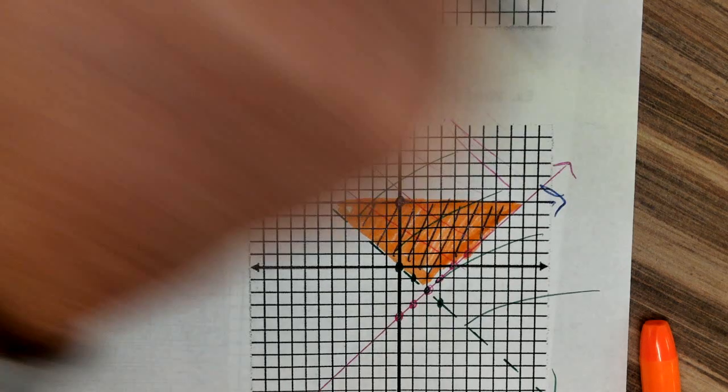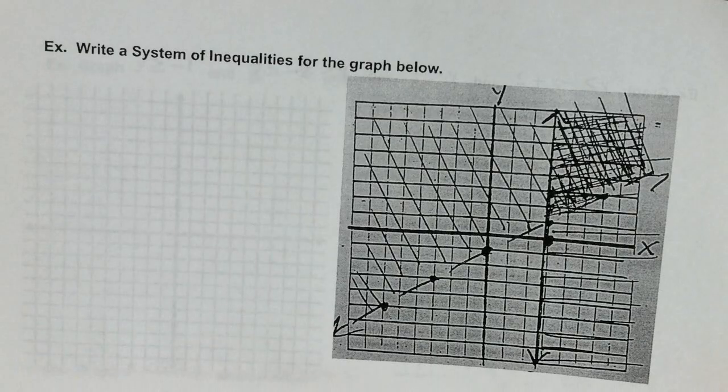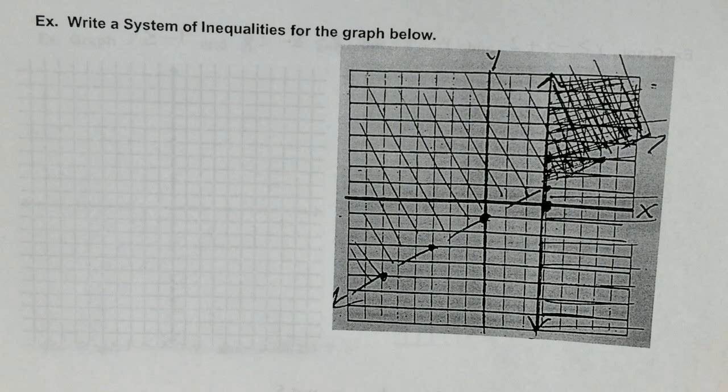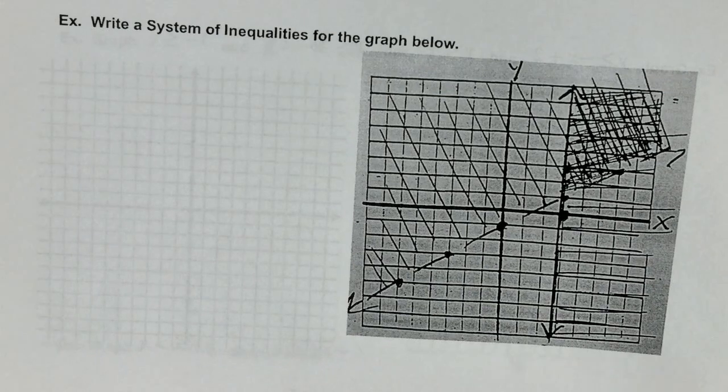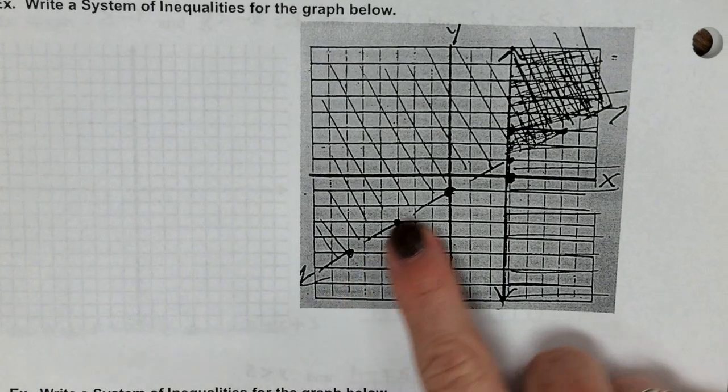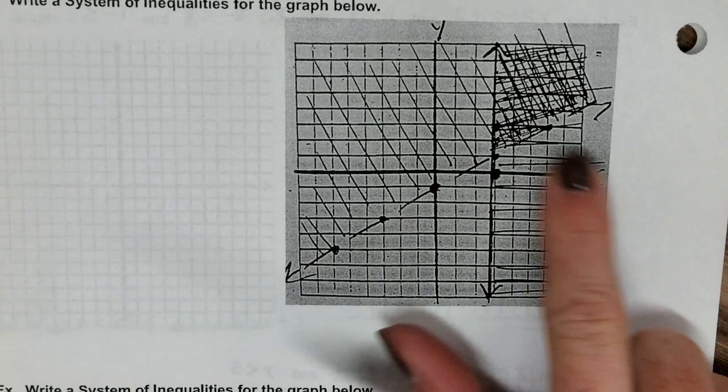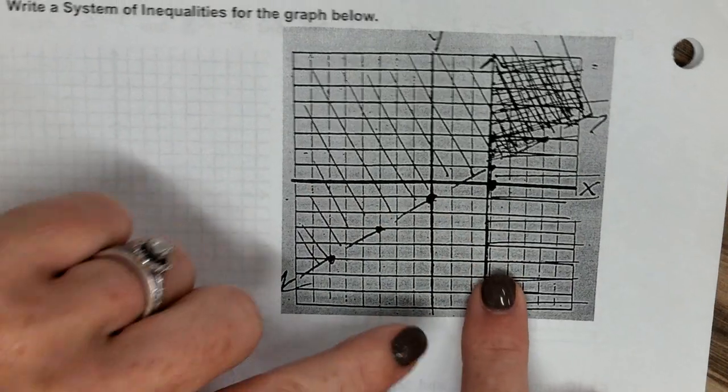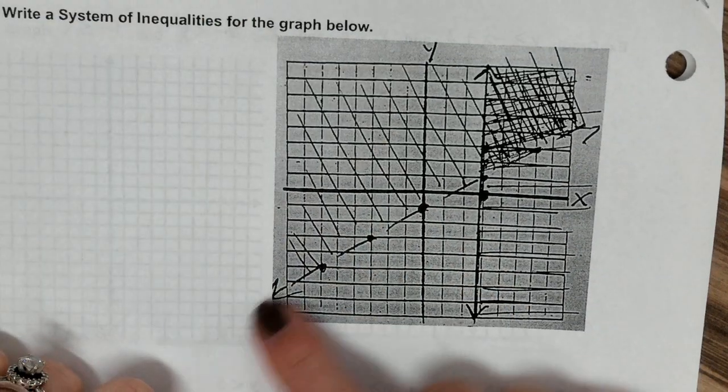Okay, the last two examples, they give you the picture and they ask you to write the inequalities. Okay, these can get a little confusing, but if you just go slow and take your time, they're not hard. So start with one line. Let's start with this line right here. Do y'all see it? Here's the x-axis. Here's the y-axis. So I'm using this line.